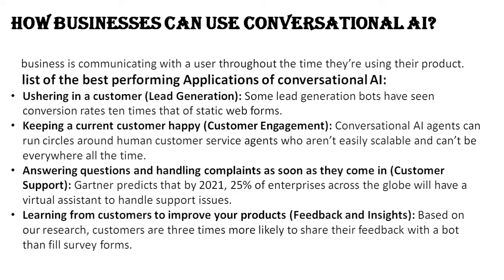Then, how businesses can use conversational AI. There is a list of best performing applications of conversational AI. Lead generation. Some lead generation bots have seen conversion rates 10 times that of static web forms. Next one is keeping a current customer happy. Conversational AI agents can run circles around human customer service agents, who aren't easily scalable and cannot be everywhere all the time. And the next one is customer support.